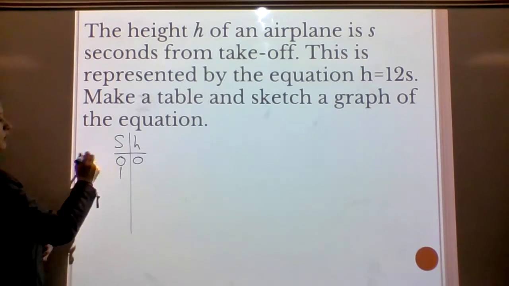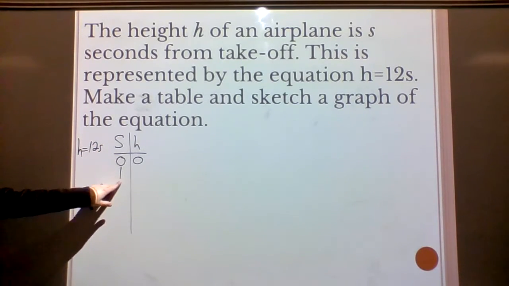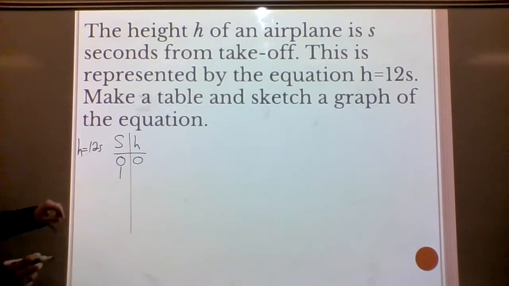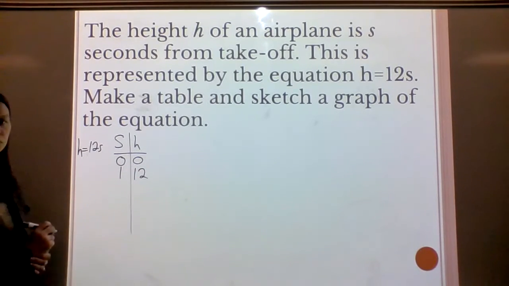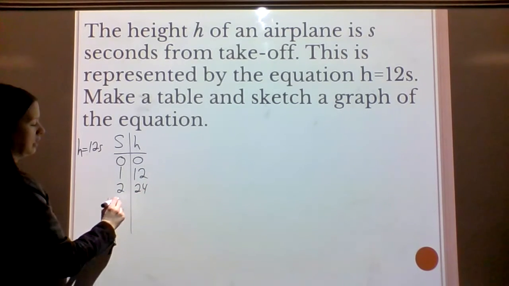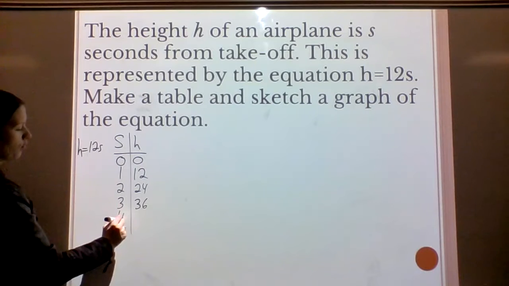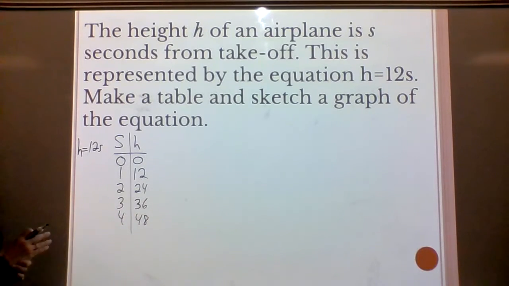After 1 second, we're using the equation h equals 12 times s. So we're multiplying the number of seconds by 12. So 12 times 1 is 12. 12 times 2 is 24. 12 times 3 is 36. 12 times 4 is 48.